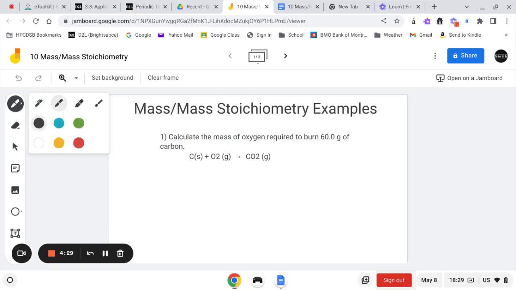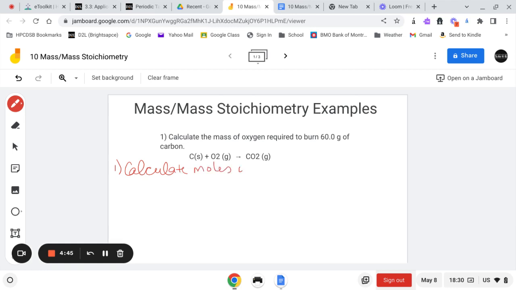So I'm just going to get my pen ready here. And we will start. There are 3 steps. So the first step that we do is we calculate, and I'm just going to write out the steps for this first example, and then I'm not going to be writing these sentences. Calculate the moles of your known value. Okay, so what is it that I know?